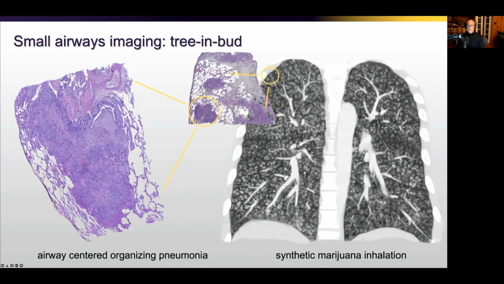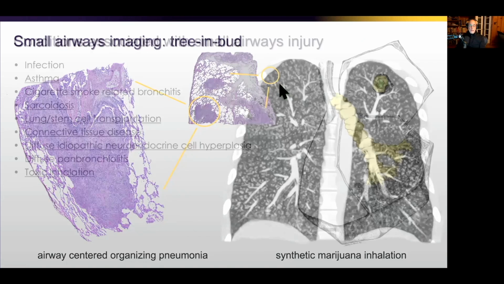This is a beautiful tree and bud pattern in an unfortunate individual who inhaled synthetic marijuana and developed marked injury and organization, so-called bronchiolitis obliterans organizing pneumonia, that obstructed those airways. If we look at one of the magnified airways, we see the bud of organization. We can see that the airway is splayed and nearly obstructed, and these are the nodules that we're seeing here. So there are indirect signs, which is mosaic change, and then direct signs in which we see abnormalities of the airway itself.